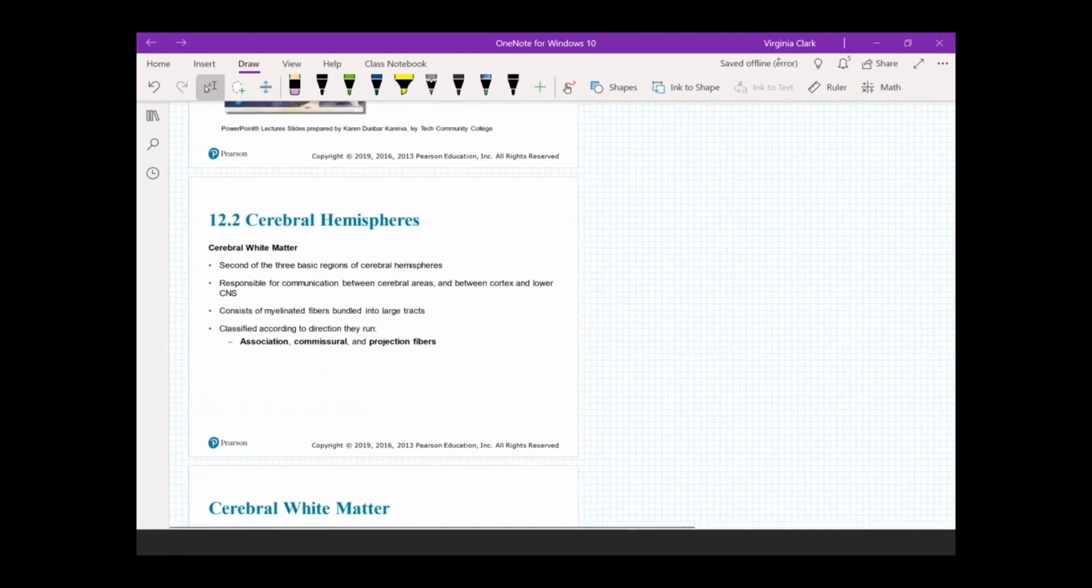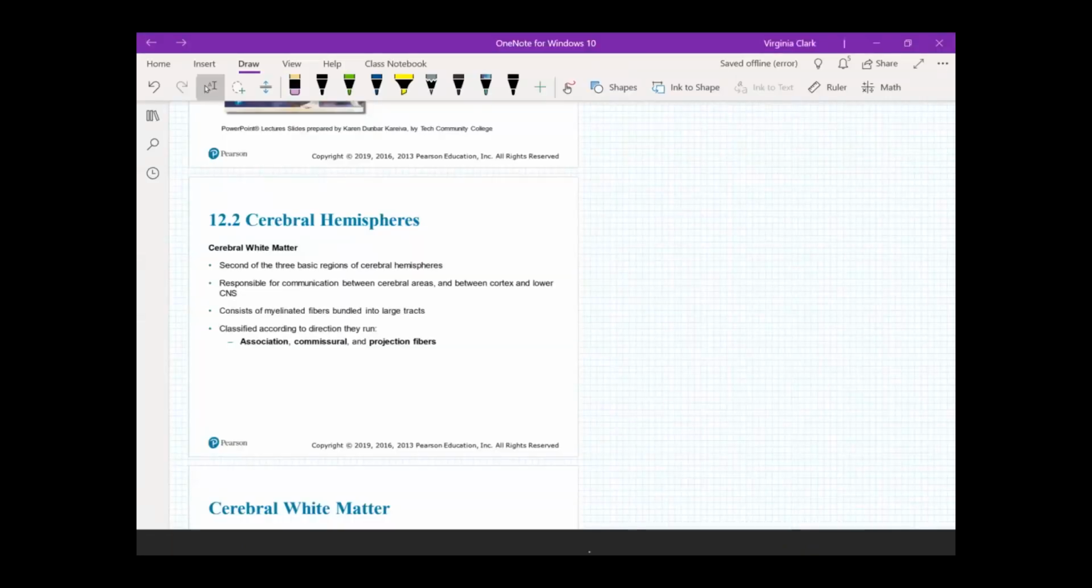Okay. So moving into 12. Oh, so sorry. My computer has done an update and it is not liking OneNote.